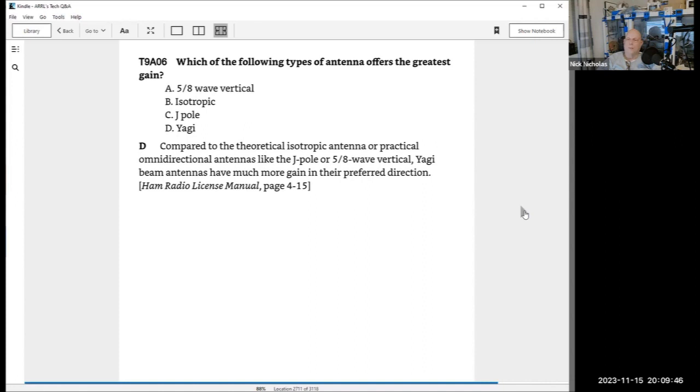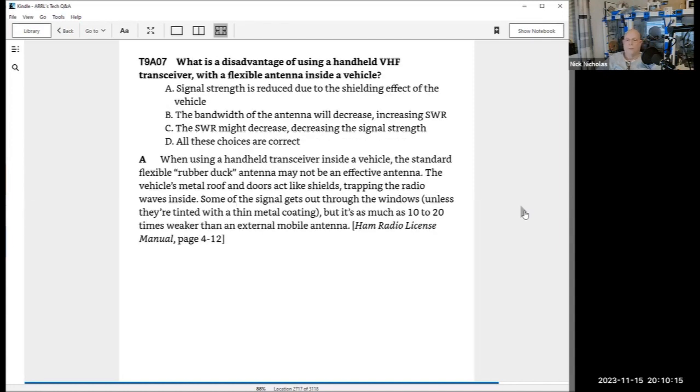Which of the following types of antennas offers the greatest gain? A 5/8 wave vertical, an isotropic antenna, which is a dipole in space essentially, a J-pole, or a Yagi? Well, in a given direction, the greatest gain would be a Yagi. It's a beam antenna with tremendous gain in the direction it's going. So beams will offer the greatest gain. Different beams will offer various improvements in gain.